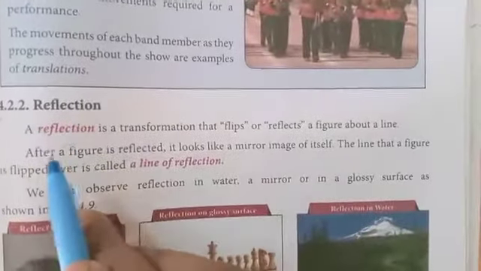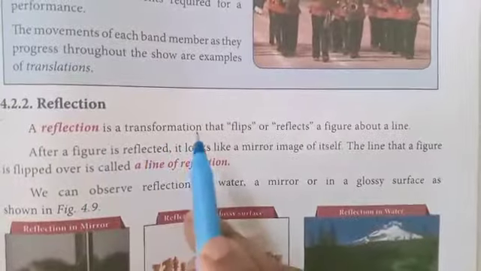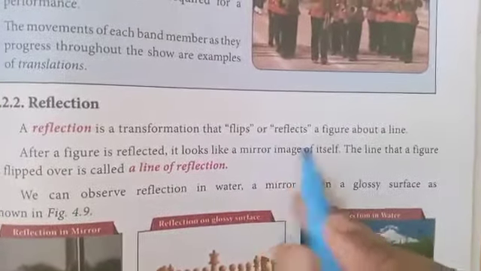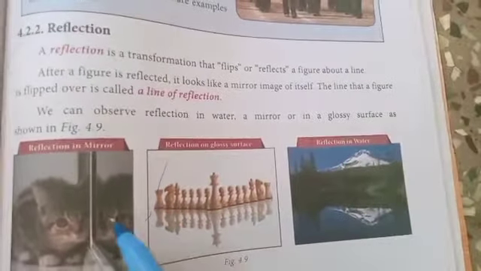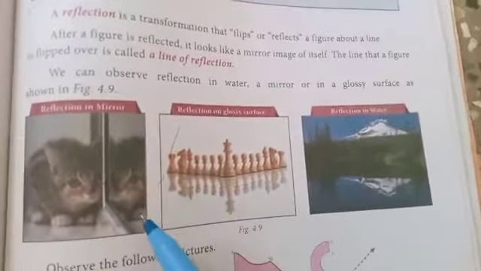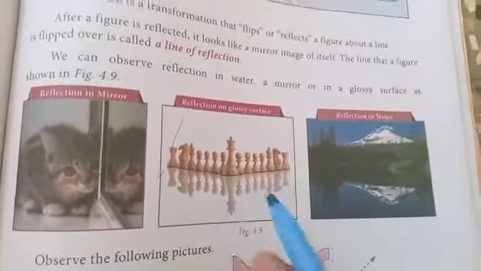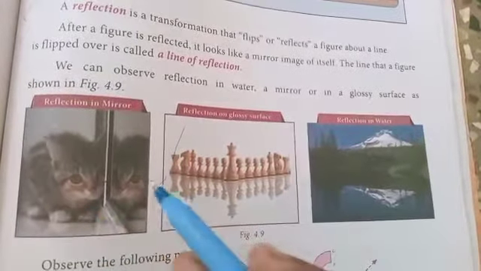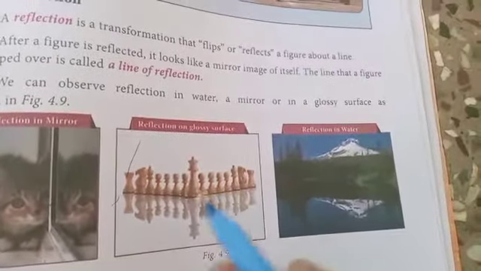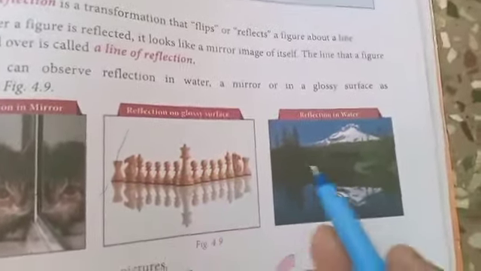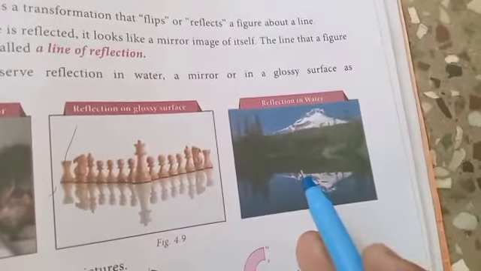Next, reflection. A reflection is a transformation that flips or reflects a figure about a line. We can observe reflection in water, a mirror or a glossy surface. See, this is a glossy surface. Reflection in a mirror: this is a cat reflected by a mirror. Then chess coins, reflection in a glossy surface. Then this is the reflection in water.